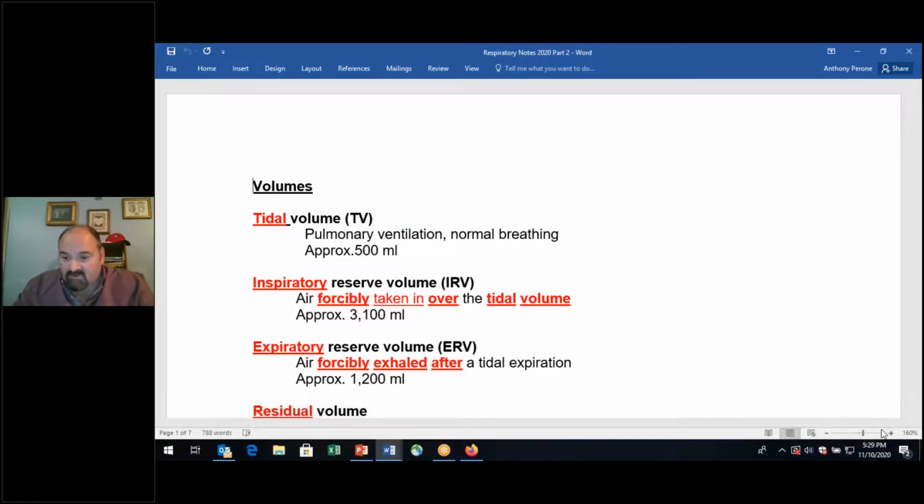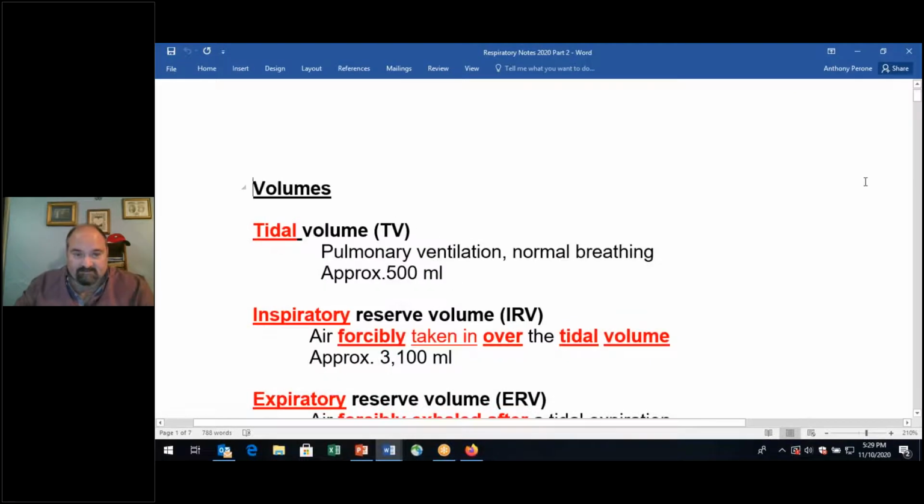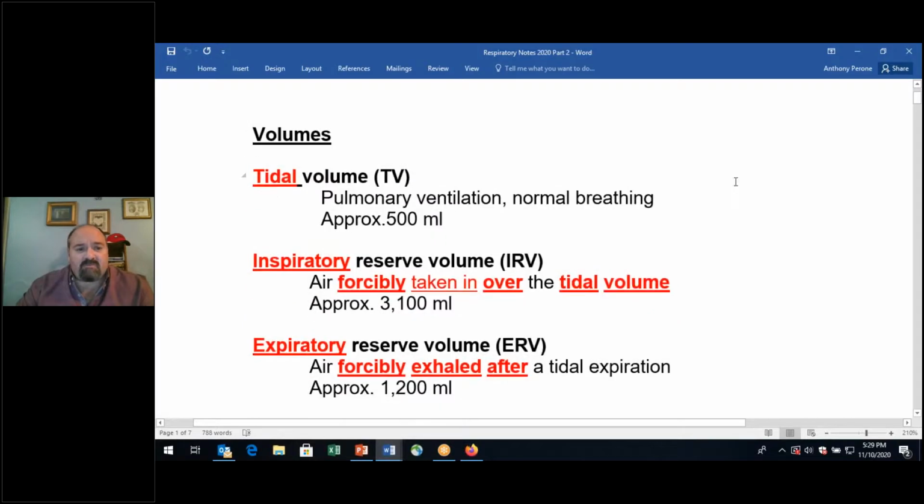So here we go as far as looking at volumes. When we think of the tide, so tidal volume, I've mentioned this as far as tidal breathing. Pulmonary ventilation, normal breathing, this is just when we breathe in, we breathe out. Breathe in, we breathe out. That's approximately 500 milliliters, okay, as far as the amount that fills our lungs as far as this tidal volume. Inspiratory reserve, expiratory reserve, these are air that's forcibly taken in over the tidal volume or after tidal expiration, okay?